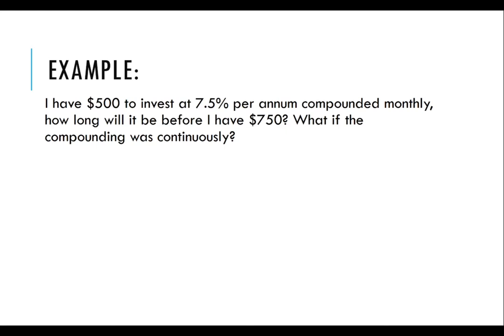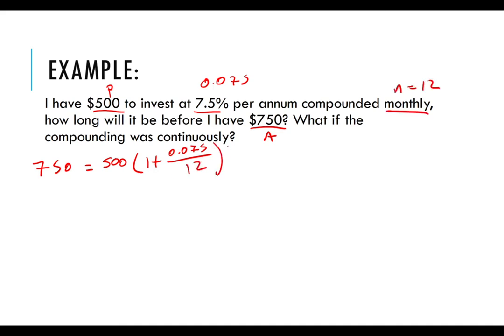I have $500 to invest at 7.5% per annum compounded monthly. How long will it be before I have $750? All right, so we want to know, given the amount that we need is $750. So 750 is then equal to P, the principal, that's that $500 there, times 1 plus our rate, which is 0.075, divided by N, which is the compounded amount, and it's compounded monthly, so that N is 12, raised to the 12t power, because we want to know how long it will take.